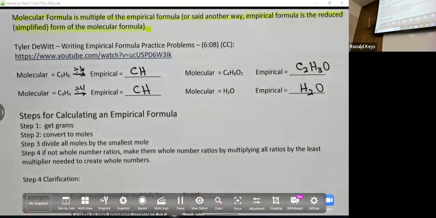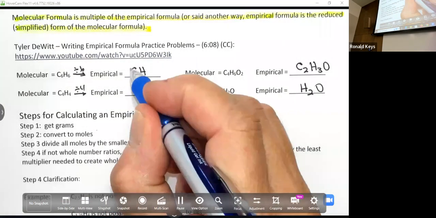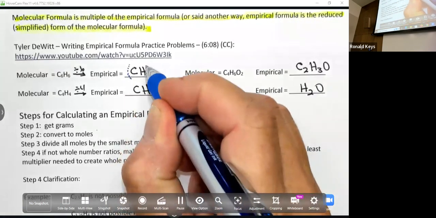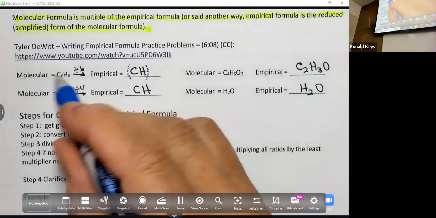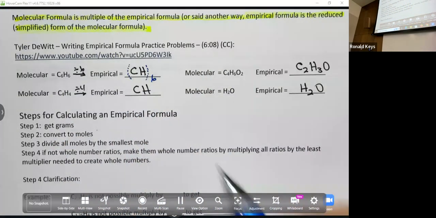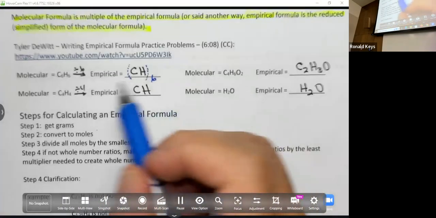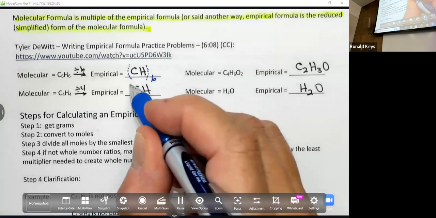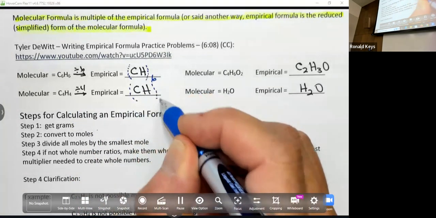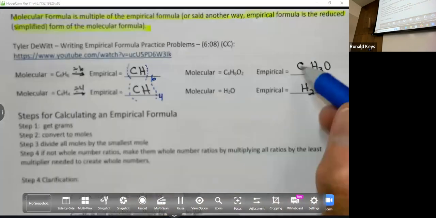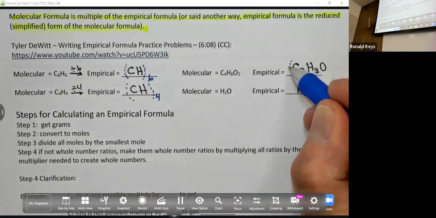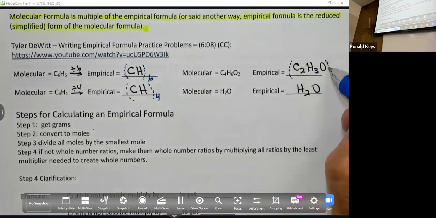What we're going to do is figure out this multiplier here to go from the empirical to the molecular. So here it's a 6, right? It's really a 6. Here it's a 4. Really, this is what we divided by. Here it's a 2. Here it's a 1.